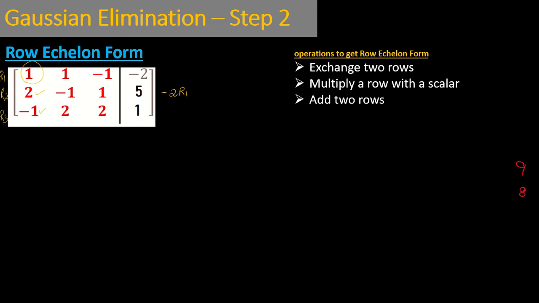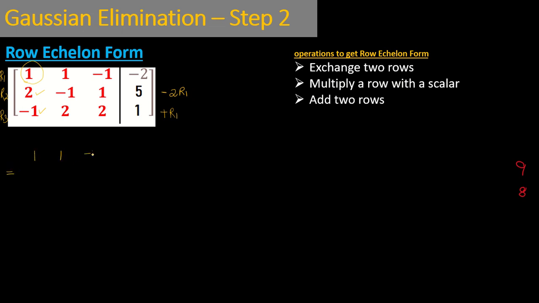Then another thing is we have to remove the negative 1 from row 3. So how to do? We can simply add with R1. Okay. And make sure that we are not making any change to R1. When we do these operations, it will not make any change to R1. We are changing R2 and R3. So what will be the answer after this?